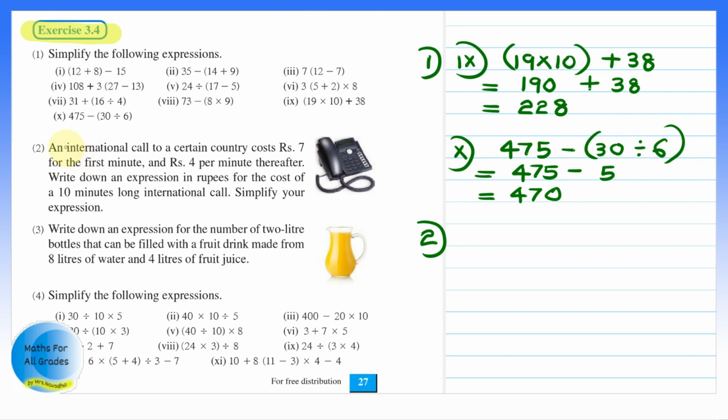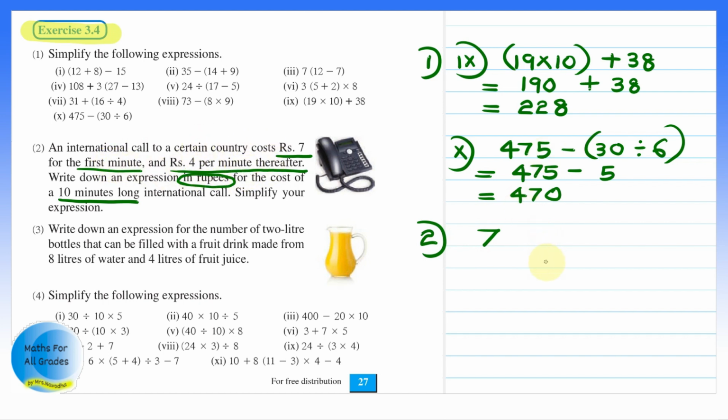Question number 2. Let's read it. An international call to a certain country costs 7 rupees for the first minute and 4 rupees per minute thereafter. Write down an expression in rupees for the cost of a 10 minute long international call. Simplify your expression. So you have to write down this expression in rupees. For the first minute, they are going to charge 7 rupees. And for the rest of the minutes, they are going to charge 4 rupees.